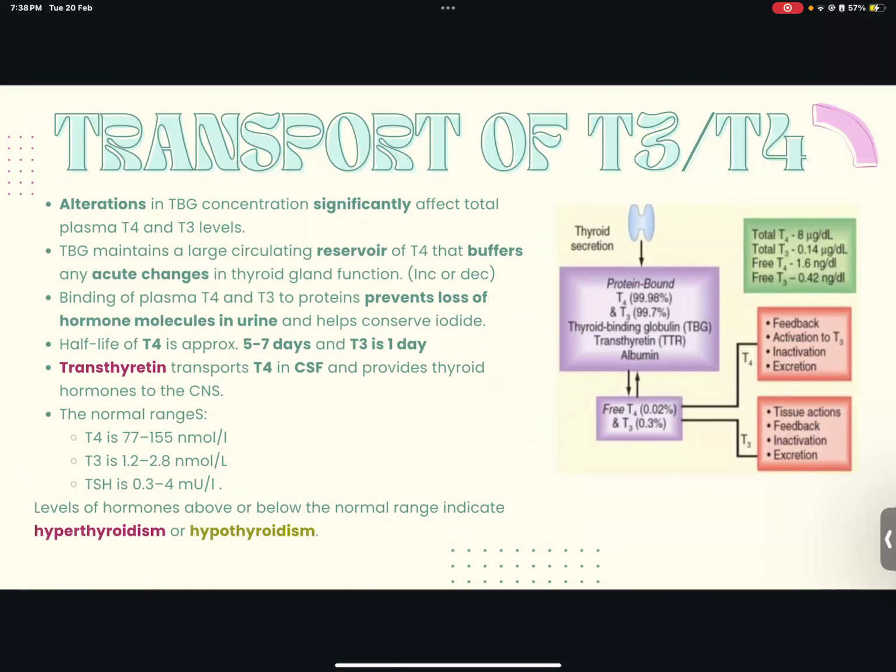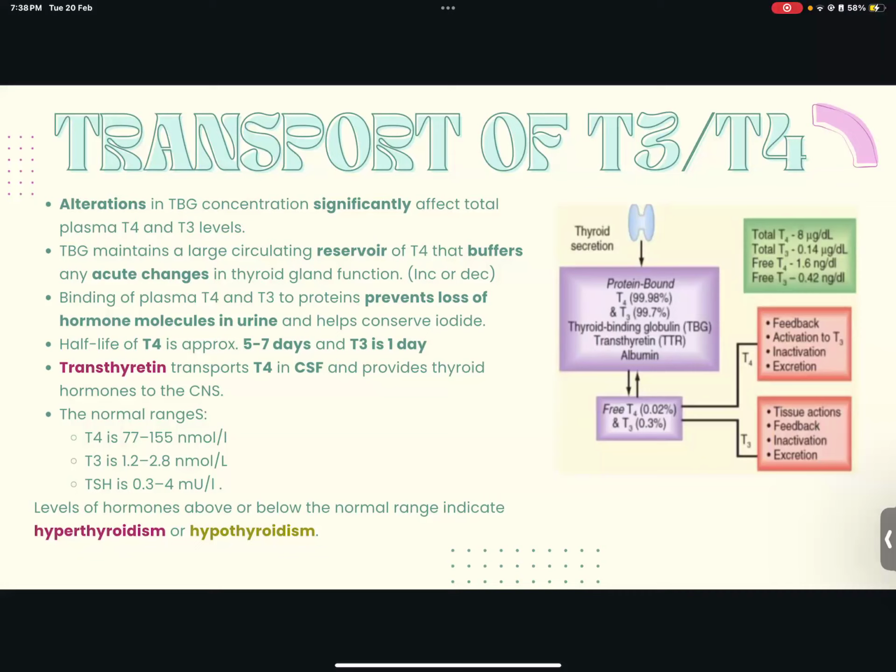Now let's talk about the transport of T3 and T4. It's important to note that changes in thyroid binding globulin, or TBG, will significantly affect the total plasma T4 and T3 levels. And TBG will maintain a large circulating reservoir of T4 that will buffer for any changes in thyroid gland function. So if, for example, the thyroid gland activity increases all of a sudden, the TBG is going to be there to bind onto any extra thyroid hormone that's being synthesized. And that's going to maintain the level of the thyroid hormone at a decent level.